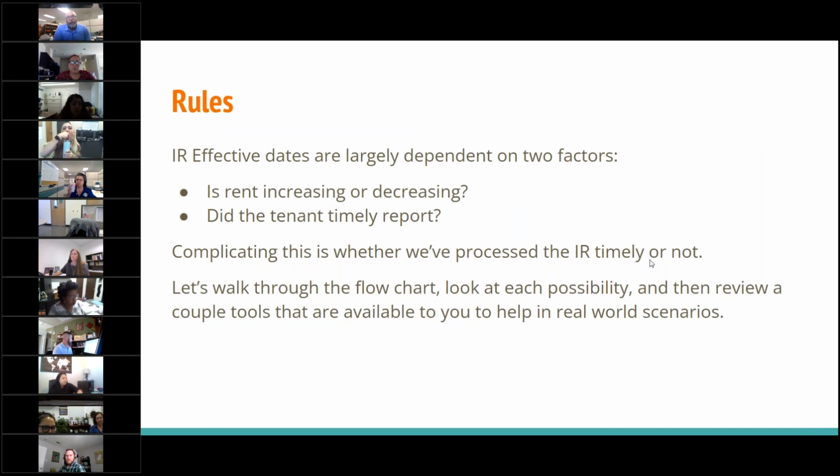So first, IR effective dates are mainly dependent on two things. Is rent going up or is rent going down? The complicating factor to that is whether we're processing the IR timely or not. The second factor is, did the tenant timely report it? Tenants have 30 days to report changes. Back in the day, it used to be 10. It's been 30 now for several years. So within 30 days, they have to report a change.